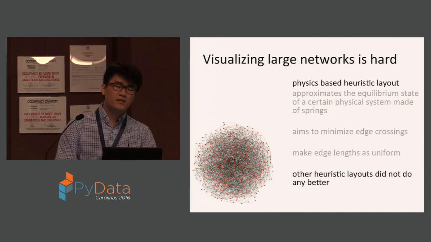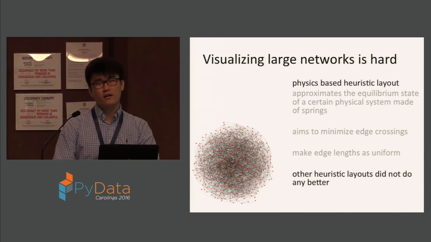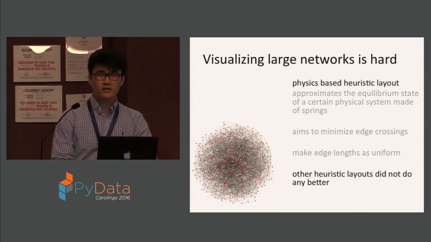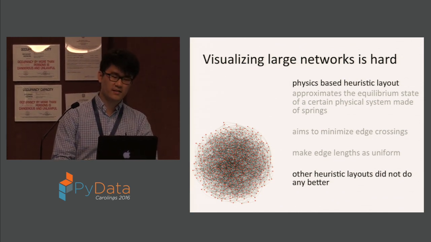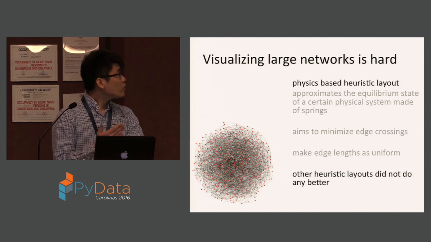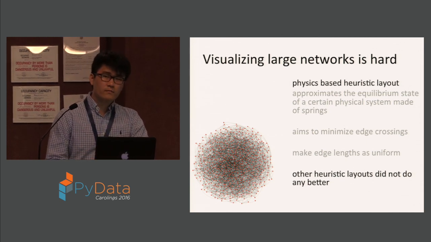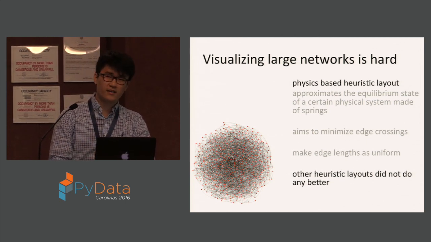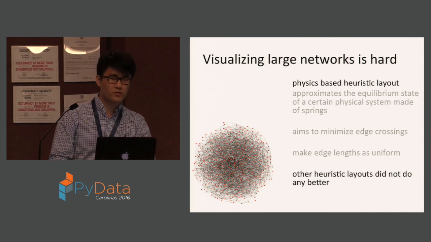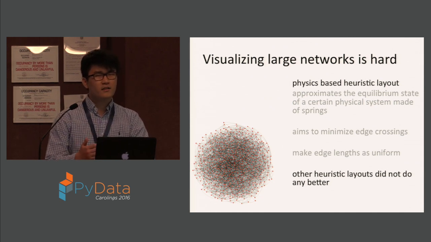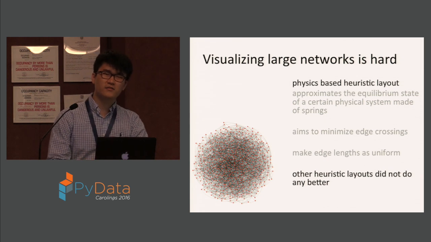So visualizing large networks is pretty hard. The first thing you want to do when you get your data is look at it. You want to visualize it. But we took a default layout in iGraph to visualize our data using a physics-based heuristics approach. And what we got is a big ball of nodes and edges, and it just looks like a jumble of mess.